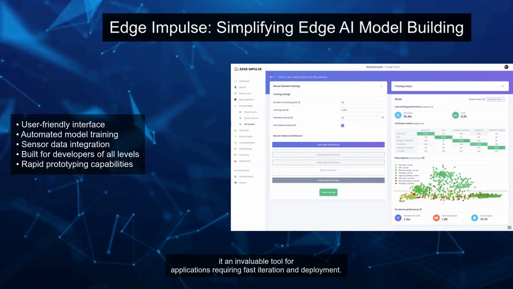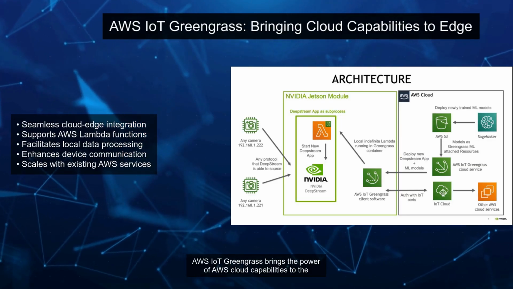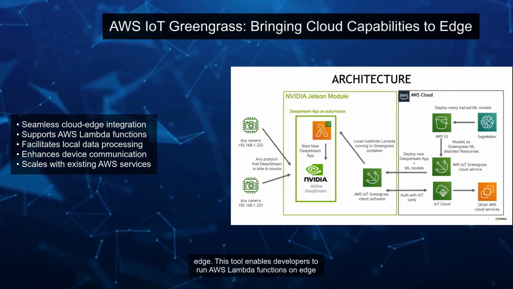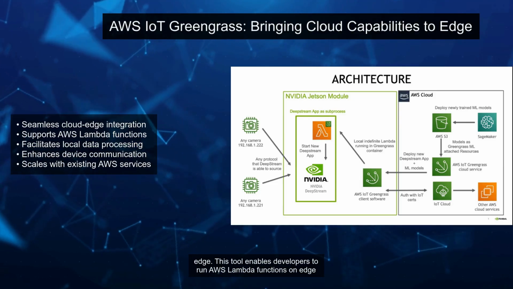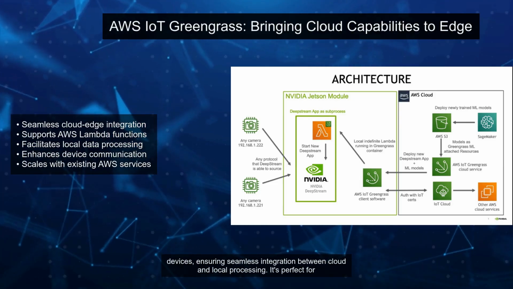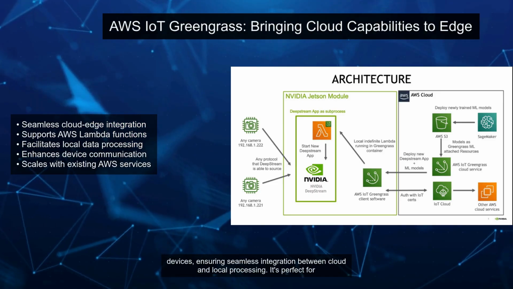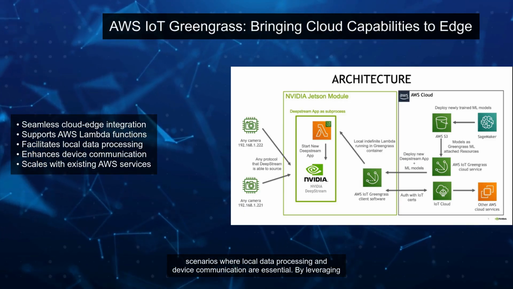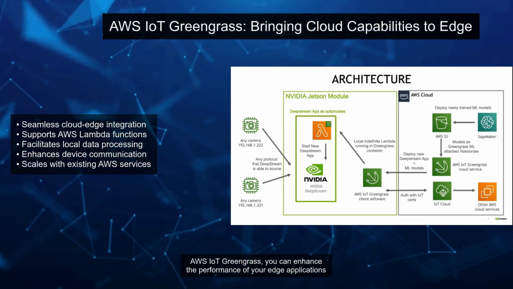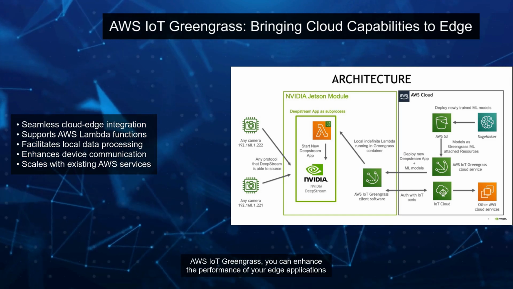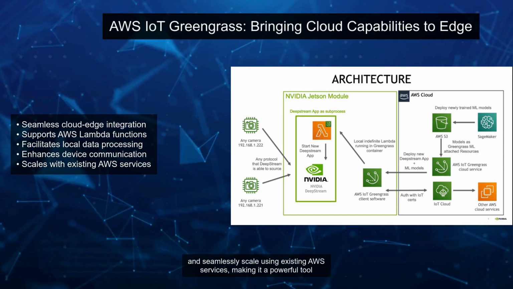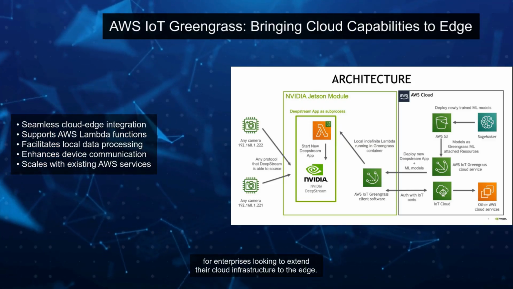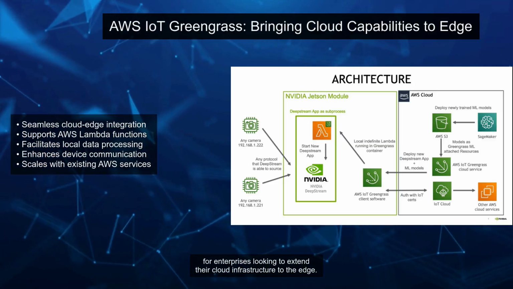AWS IoT Greengrass brings the power of AWS cloud capabilities to the edge. This tool enables developers to run AWS Lambda functions on edge devices, ensuring seamless integration between cloud and local processing. It's perfect for scenarios where local data processing and device communication are essential. By leveraging AWS IoT Greengrass, you can enhance the performance of your edge applications and seamlessly scale using existing AWS services, making it a powerful tool for enterprises looking to extend their cloud infrastructure to the edge.